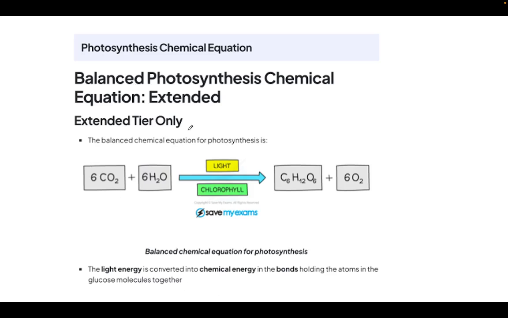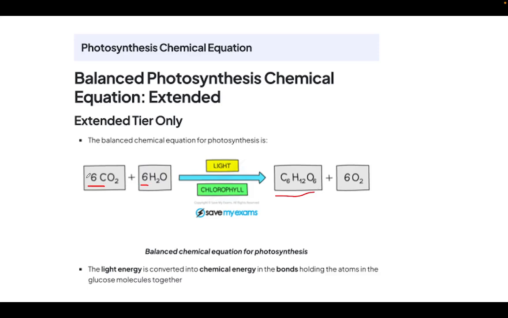Something we need to know now, we are on extended term. We should understand the balanced equation for photosynthesis by using chemical equations. It's carbon dioxide plus water. And they like to ask these molecules a lot. How many molecules of carbon dioxide are needed to make one glucose molecule?